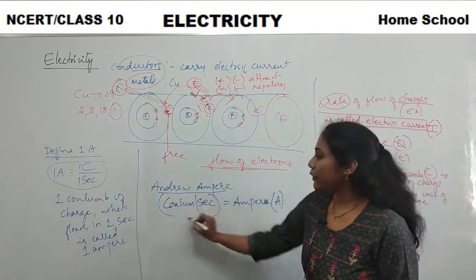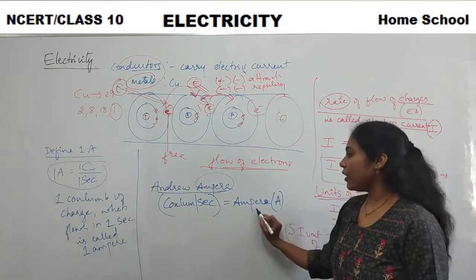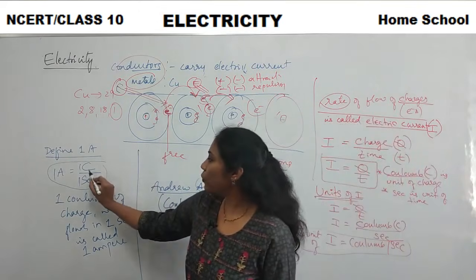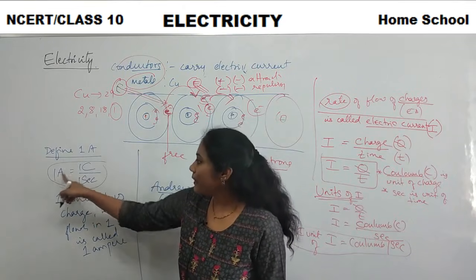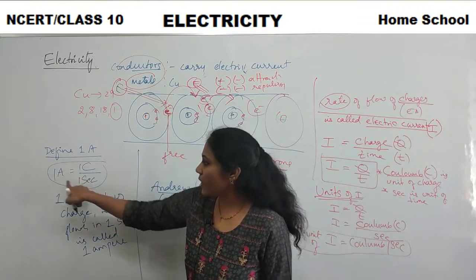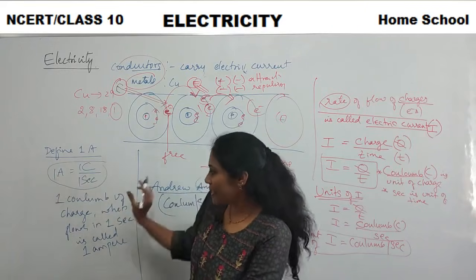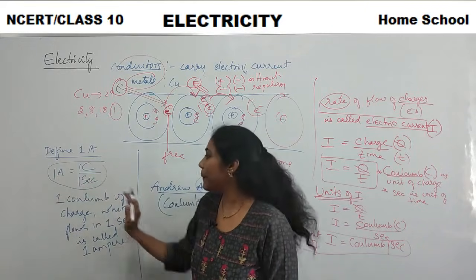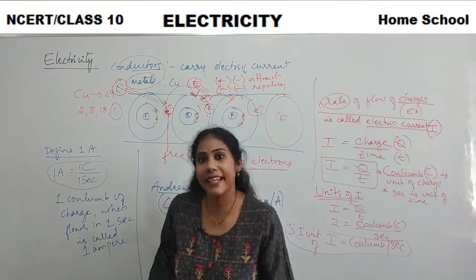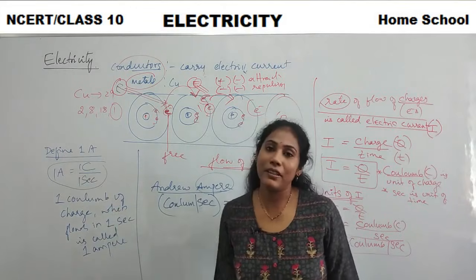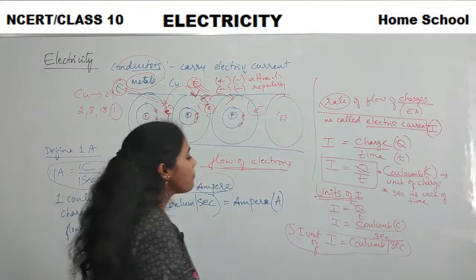Coulomb per second, the unit only, just to give honor to this person, is also called ampere. So what is ampere? Coulomb divided by second. So 1 ampere means what? If this is 1 and this is 1, then you will have 1 ampere, right? So how do you frame a sentence for this formula? 1 coulomb of charge flowing in 1 second is what? 1 ampere.